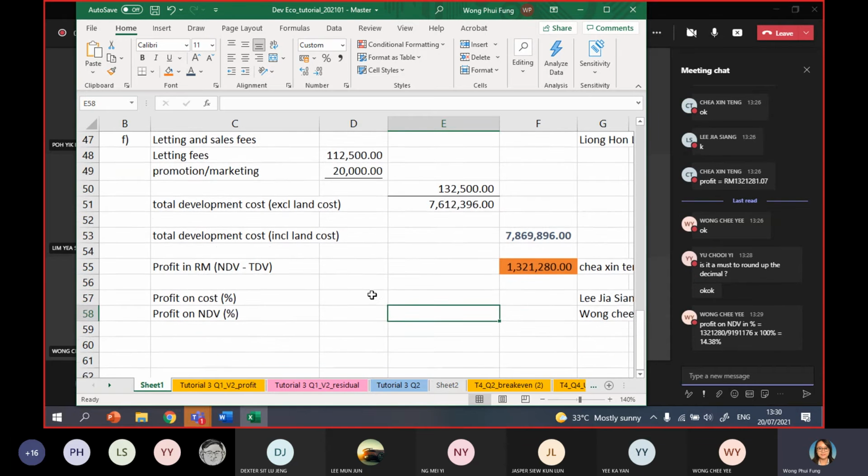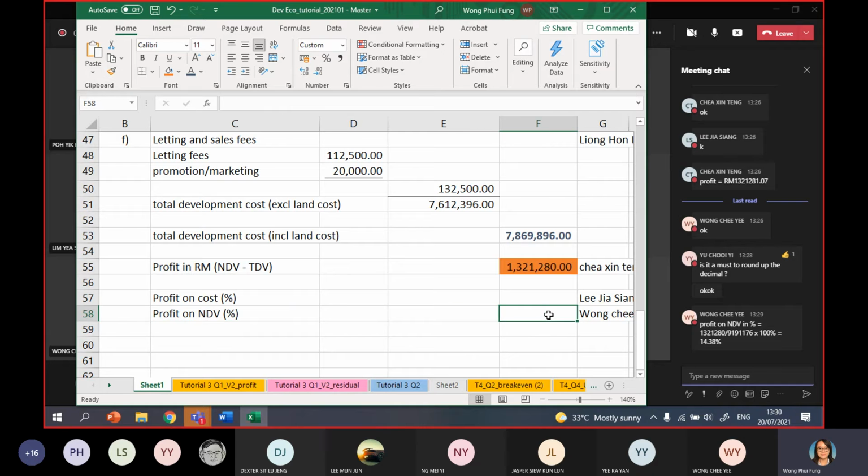Okay. Chief got the answer. Profit. Remember I told you before, there are many ways to express your profit. Can express in RM, can use profit on cost, profit on revenue. So actually there is no right or wrong answer. It depends on the company itself, which one is their preference. Anyway, it is okay. So Qi has profit on revenue.